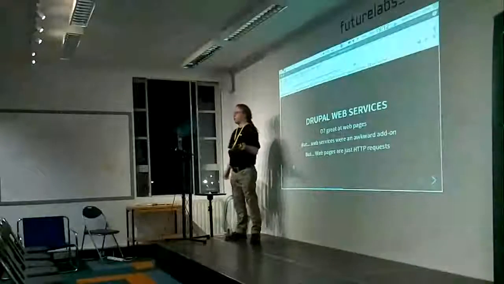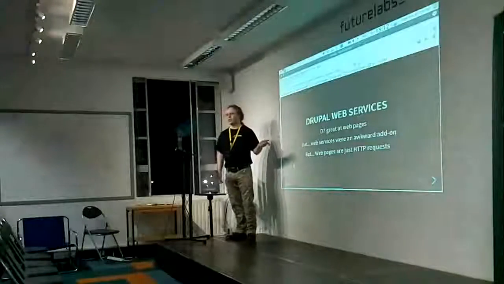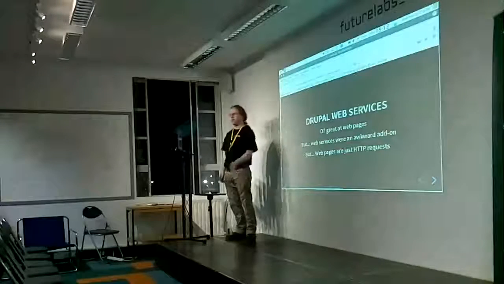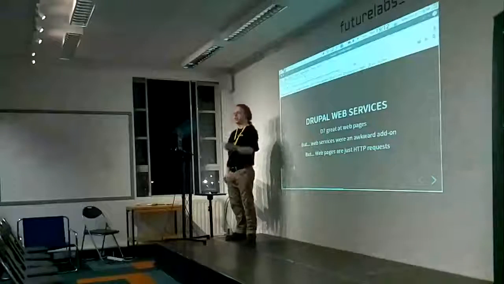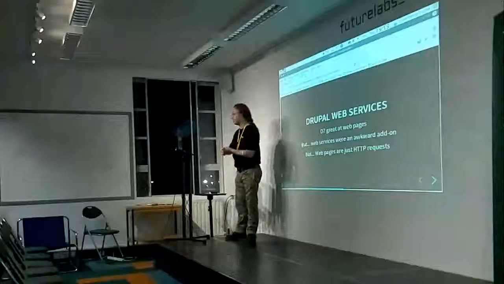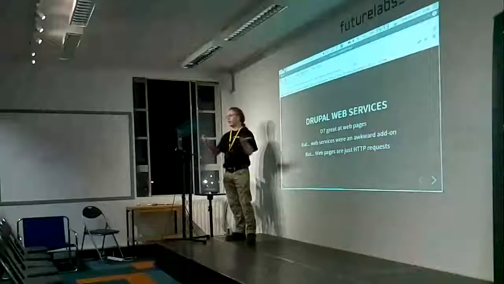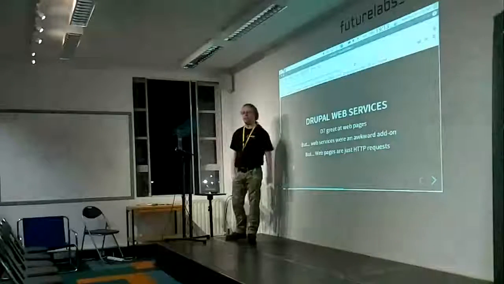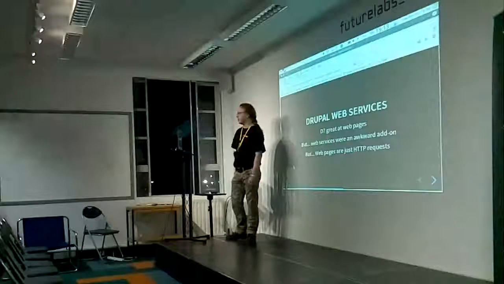Web pages, they're just a REST API. When you request a web page, you're sending a HTTP request, you're saying what content type you're going to accept. You'll accept HTML, and it comes back. That's all it is. It comes back with a 200. Here's your page. That's just like getting Twitter statuses via JSON.